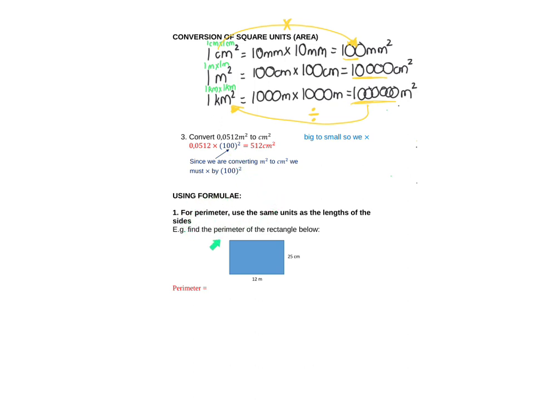Okay, then using formulae. Firstly, for perimeter, we use the same units as the lengths of the sides. Since we have done the formulae already, let's have a look at the perimeter of this rectangle. The perimeter would be calculated as twice the length plus twice the width. If we substitute, we should firstly note that the units for the length and the width are different. This is in meters, this is in centimeters.